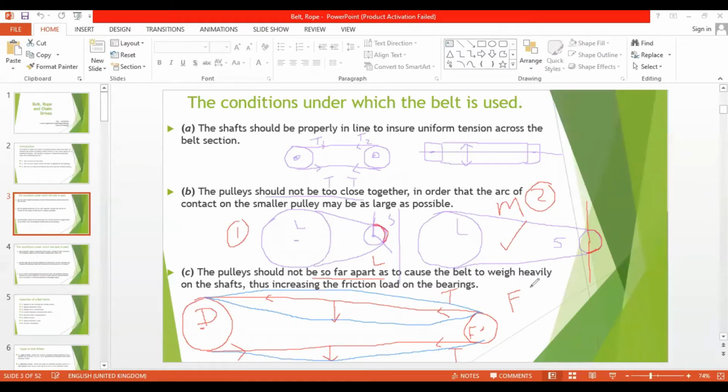This may in fact impact the power transmission. It may not transfer the exact power generated by the driver to the follower; there may be some loss in between. That's why it is not desirable to have the pulleys so far apart. Having them too close is also not desirable, and having them too far is also not desirable. Having them at a moderate distance is desirable. So these are a few conditions under which the belt is used, and there are still more conditions. We'll see.